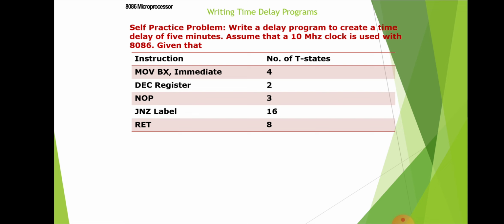You can do one more practice at home. Here is one example. Write a delay program to create a time delay of 5 minutes. First you calculate the seconds. Assume that a 10 megahertz clock is used with the 8086. You can solve it and kindly write your answers in a comment.